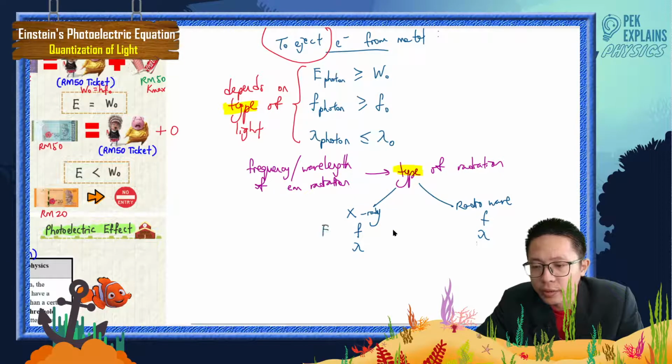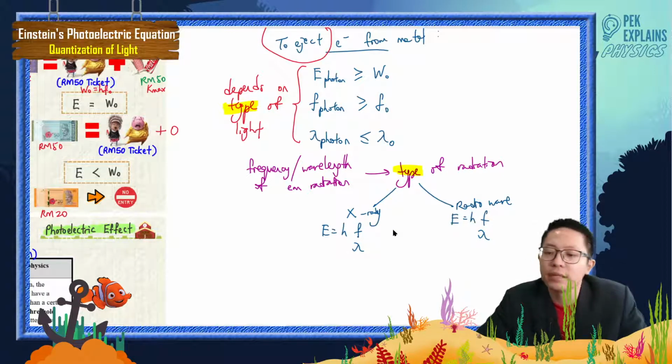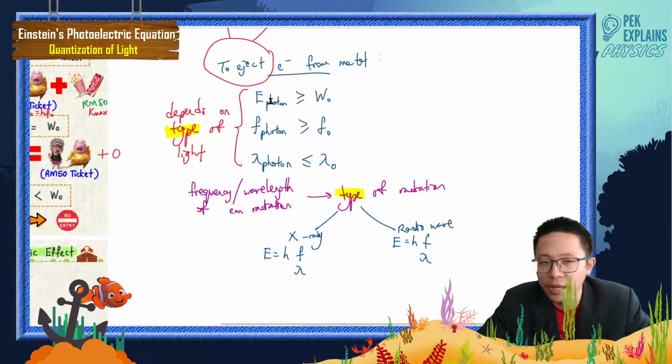Okay, and then E equals hf. What can you say about the frequency and wavelength? When we're talking about different energy, different frequency, different wavelength, we are talking about different types of light or different types of radiation.